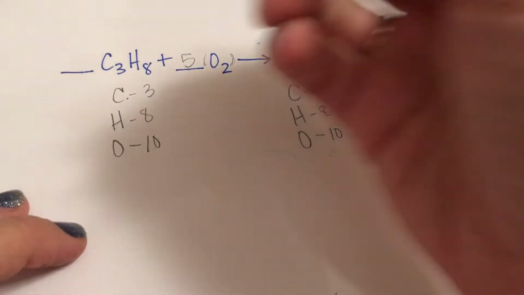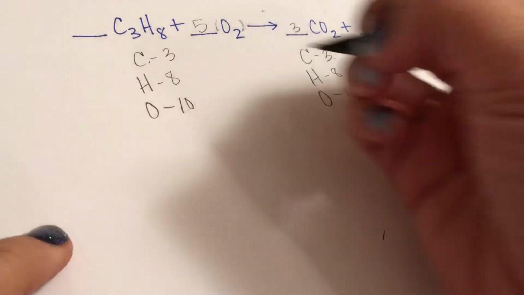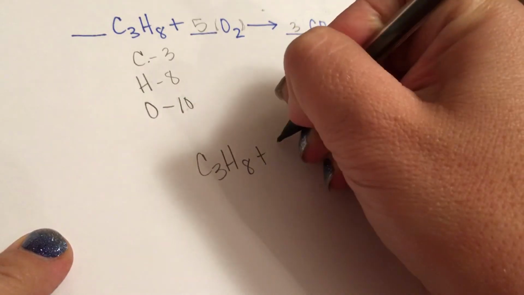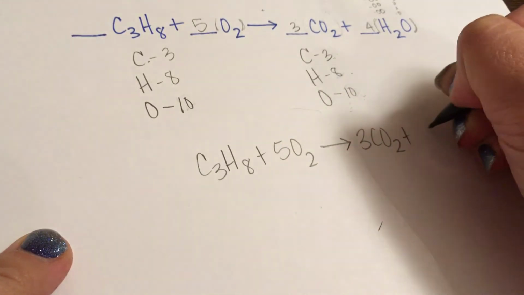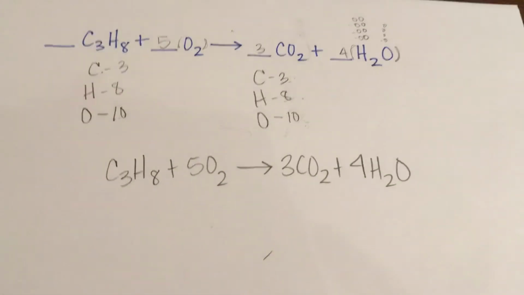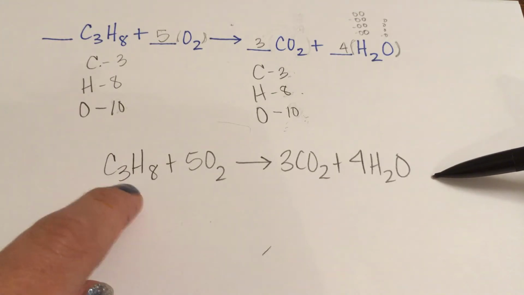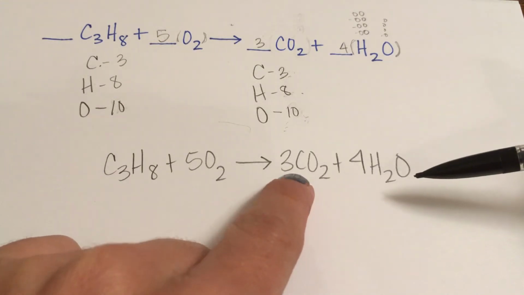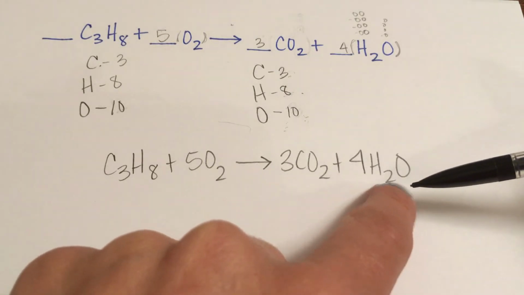So if you were going to rewrite your formula, which a lot of times they have you rewrite it, your formula would then look like this. So this would be your new formula. Your balanced chemical equation would look like this. So you've got your 3 carbons, your 8 hydrogens, your 5 O2s, and then over here you've got 3 carbons, basically 6 oxygens, and then your 4 H2s and your 4 O's.